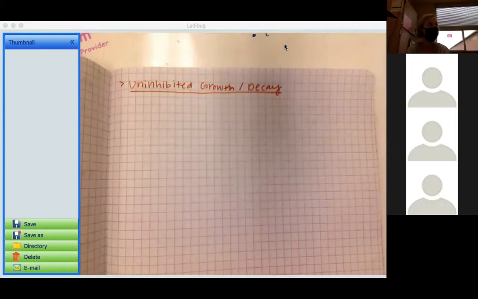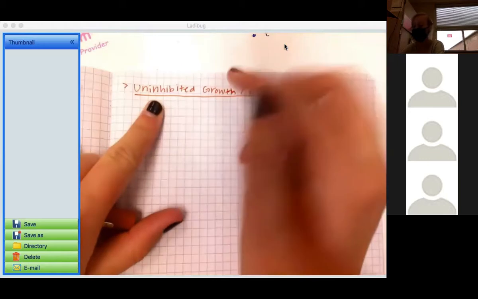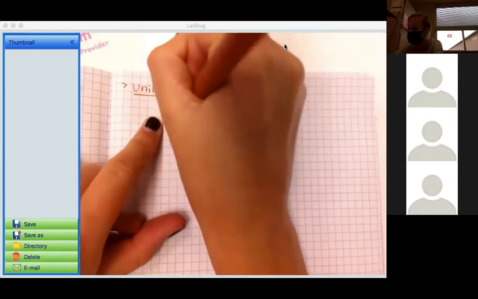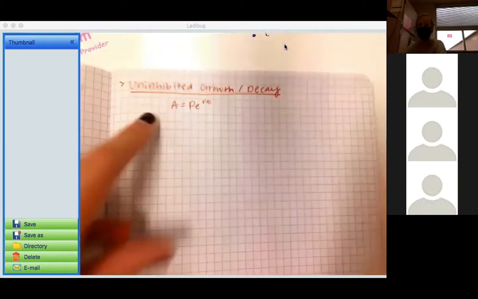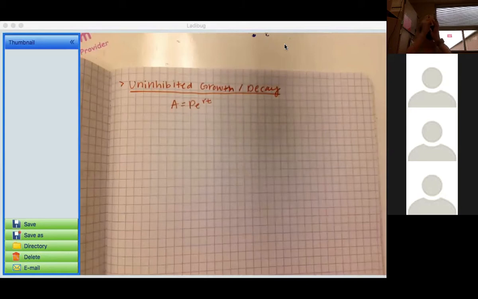Which formula did we use yesterday that had no time limits? Very good. Uninhibited growth and decay, you're going to use APERT. For all of it. If it says uninhibited, APERT. Compounded continuous, APERT, because there's no time restriction.